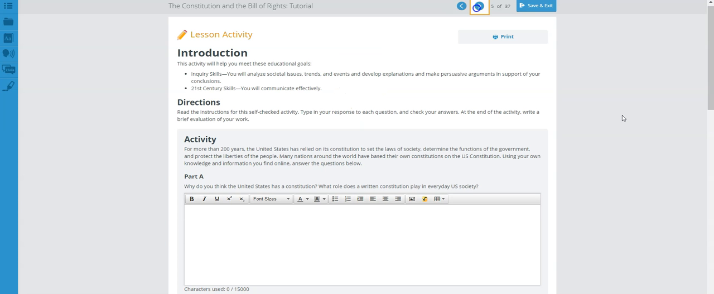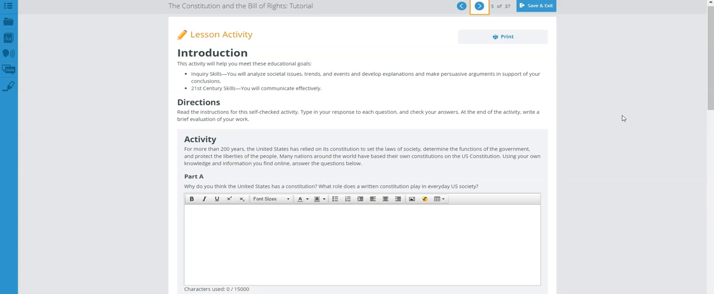Let's move on. This is page 5 of the Constitution and Bill of Rights tutorial. This is your lesson activity, and let's review the directions here. Read the instructions for this self-checked activity, type in your response for each question, and check your answers. At the end of the activity, write a brief evaluation about your work.